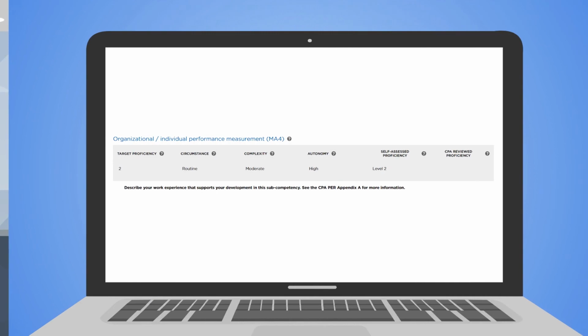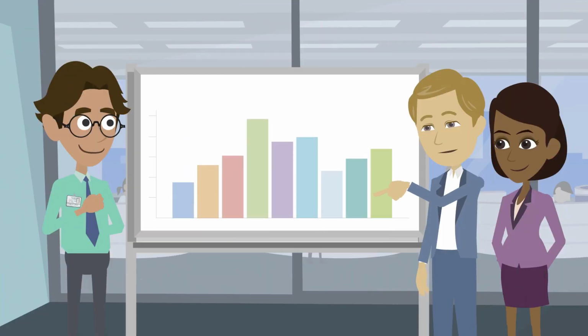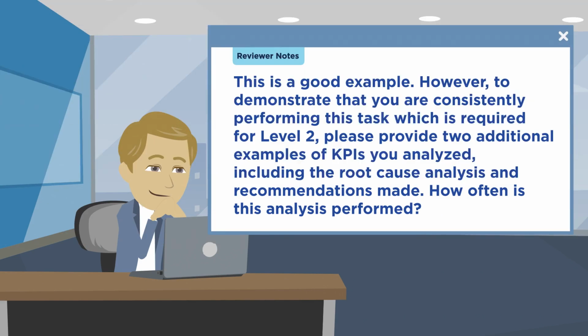Measurements. Jason self-assessed at Level 2 for the root cause analysis he performs against established targets for the revenue growth KPI. He performs this analysis monthly and included his recommendations to address the variances in performance. He reads the reviewer comments.